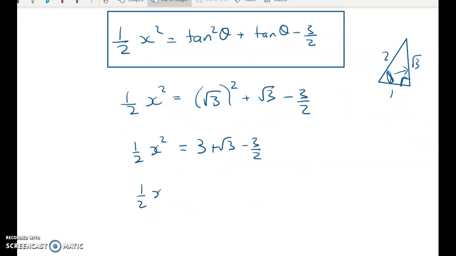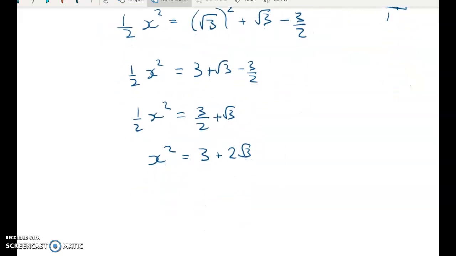So a half of x squared. I'm going really slowly here because it's better to go really slowly and not to screw up. That gives me x squared is equal to 3 plus 2 root 3. And x is going to equal what? Let's have a look. X is going to equal 3 plus 2 root 3.